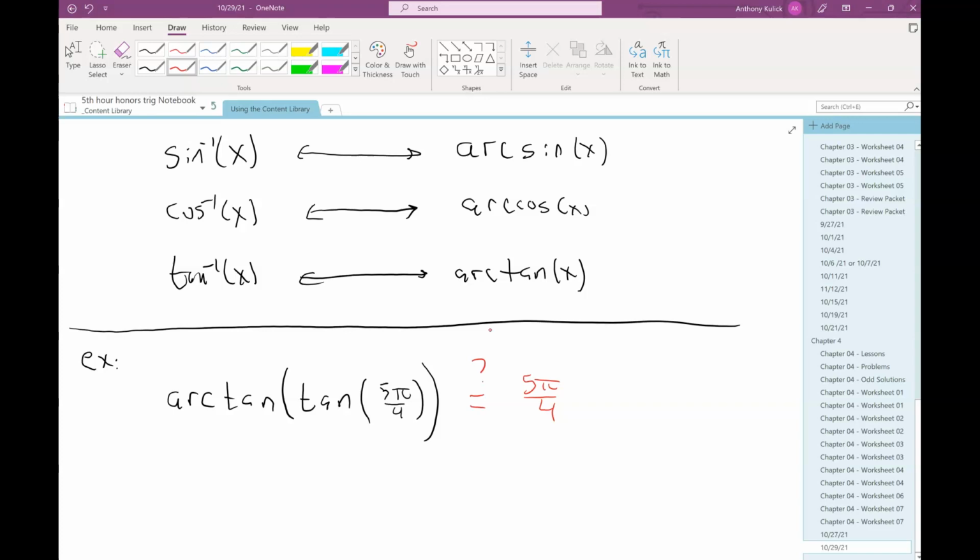It's not that, though. Why isn't it? Oh, you're taking arctan of the whole thing, right? No, you're not. So remember, what is the range for tan inverse? It's negative pi over 2 to positive pi over 2. So tan inverse cannot output a value like 5 pi over 4 because that's outside of its range.